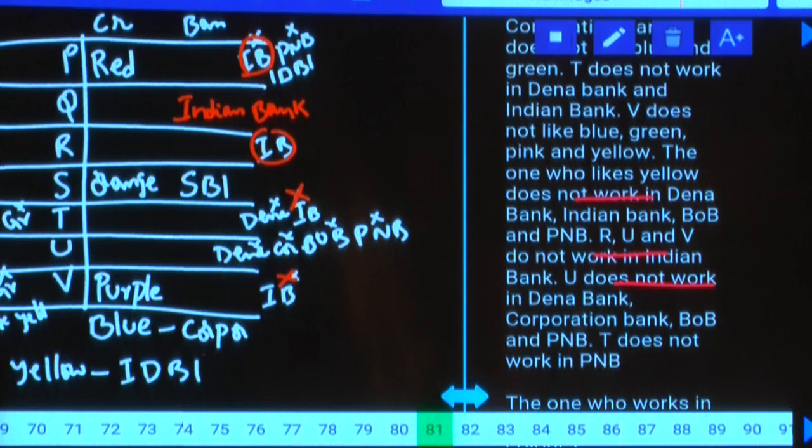4 banks ruled out. At the same time, SBI is also ruled out, isn't it? And Indian Bank is also ruled out. And 6 banks were ruled out. Now finally we are left with what? Now this U must be only IDBI.